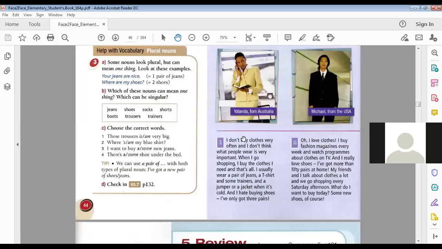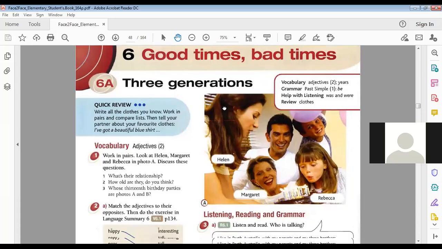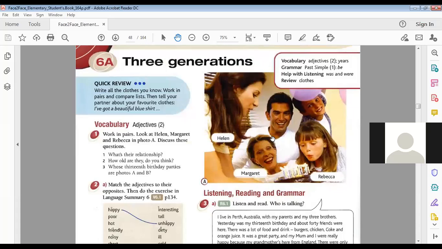We started Unit 6 and talked about 3 generations and their meaning. The 3 generations are the child, the mother, and the grandmother: Rebecca, Helen, and Margaret. Child, mother, grandmother, this is the meaning of 3 generations.